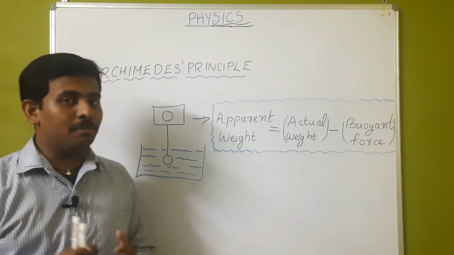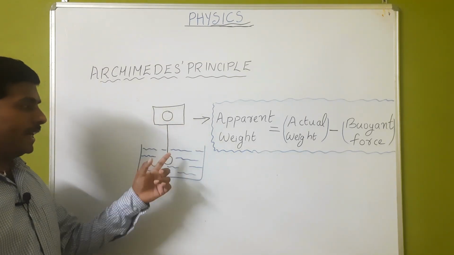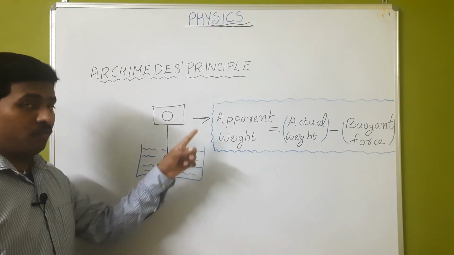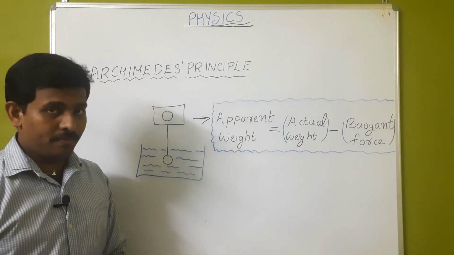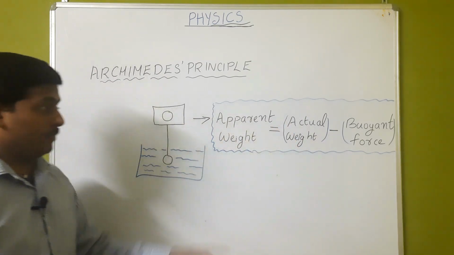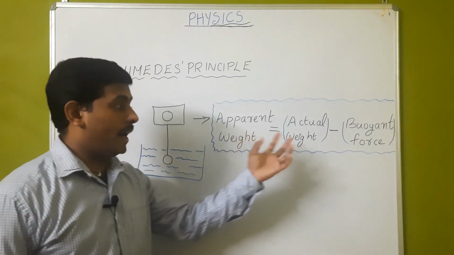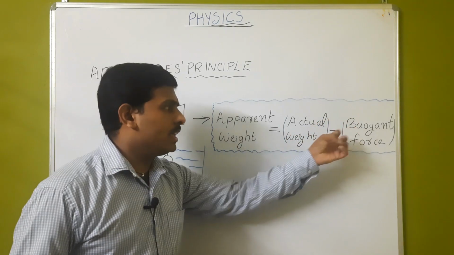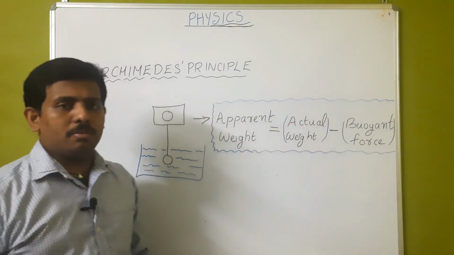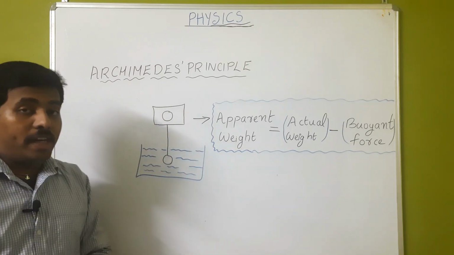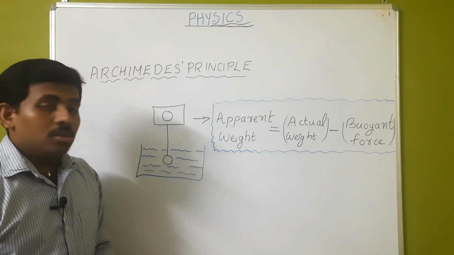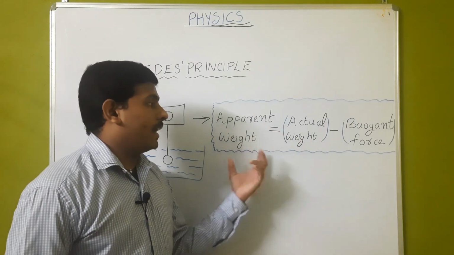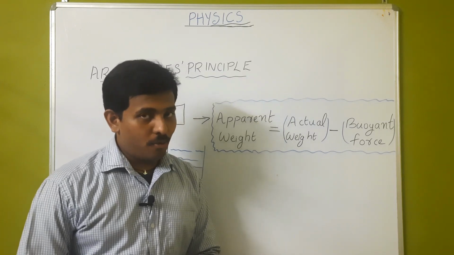As a result of this buoyant force, when we dip a stone in a liquid and measure its weight, we are actually getting its apparent weight, not its actual weight. The apparent weight of the object is given by the actual weight minus the buoyant force. So the buoyant force is actually decreasing the actual weight of the object and we are getting the apparent weight of the object. So what is the actual weight of the object? The actual weight of the object is given by the apparent weight plus the buoyant force.